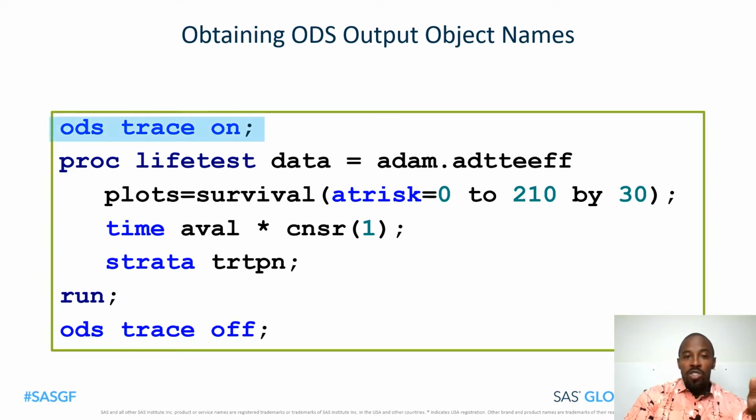The ODS trace on statement writes to the log a record of each output object that is created from the subsequent procedure until ODS trace off is used, which then suppresses the writing of the output object to the log. Some of the output objects created by the proc lifetest code used in this presentation are quartiles, product limit estimates, and survival plot.